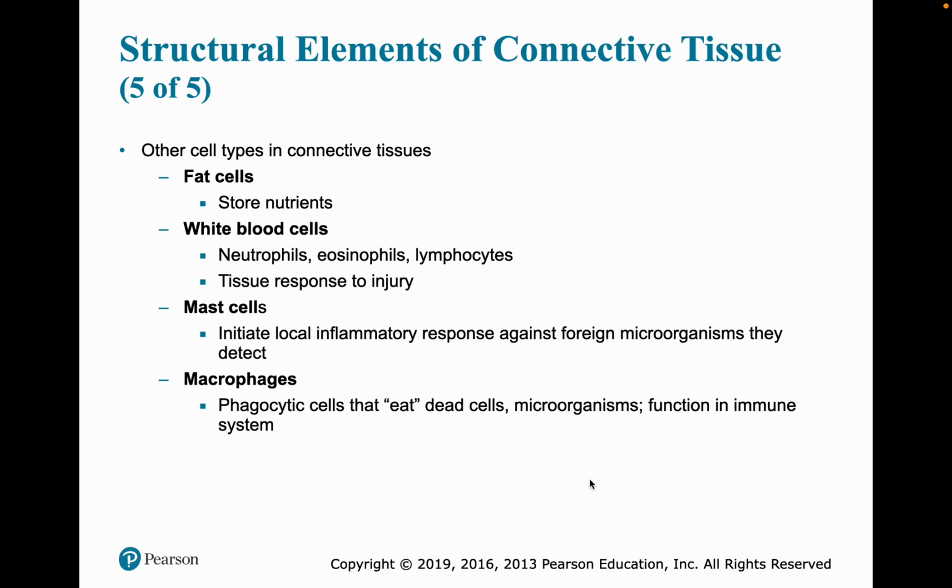Other types of cells we might find in connective tissue would include fat cells, which store nutrients, lipid cells, white blood cells, neutrophils, eosinophils, lymphocytes. They're responding to tissue injuries. Mast cells are very important for initiating local inflammatory responses against foreign microorganisms they may detect or during the course of an injury. And similar to that are macrophages, which are phagocytic cells that eat the dead organisms. They are very important in the immune system. They get the immune system started when we get to that.